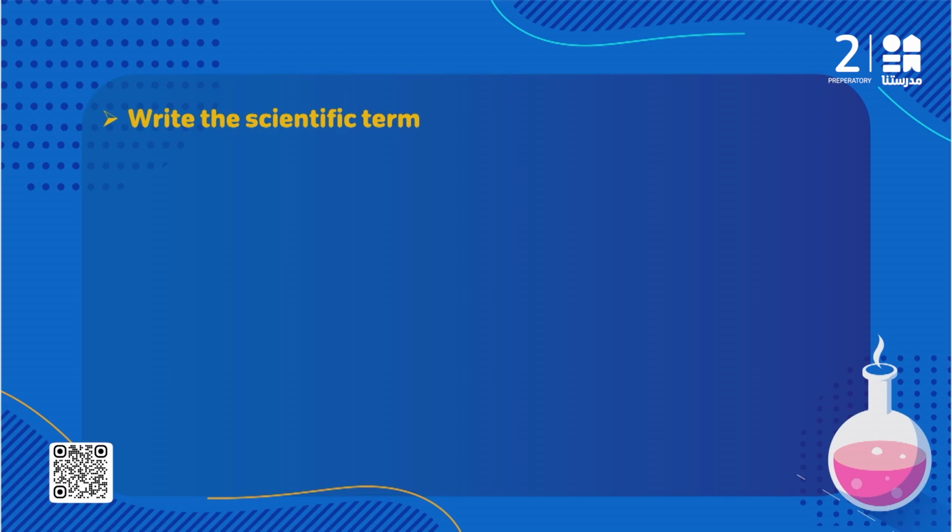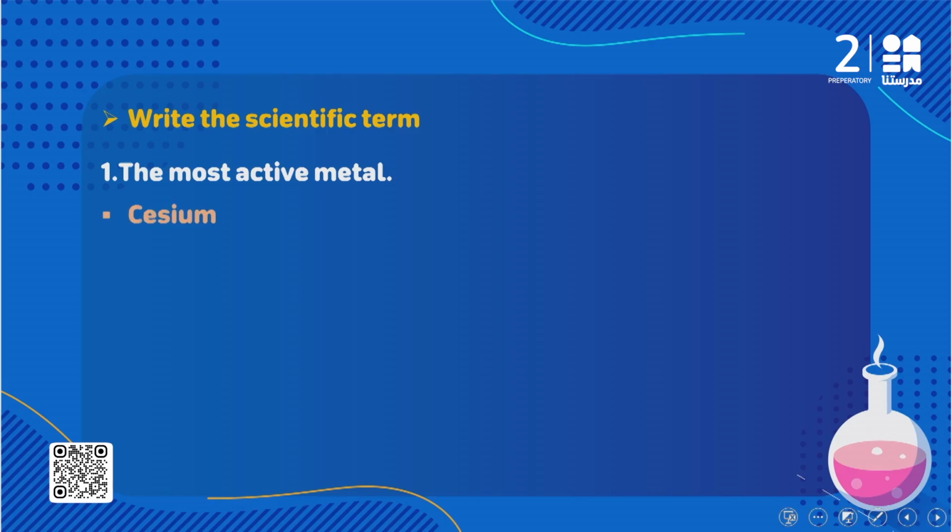So today we are going to make a revision about the whole units. Let's start with the first type of the questions here, which is write the scientific term. The first one here, the most active metal. Do you remember the most active metal in the modern periodic table? It was called what? It called cesium.